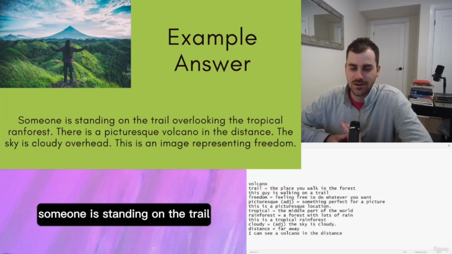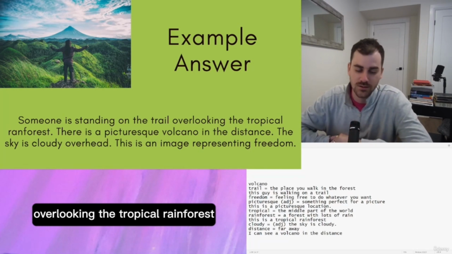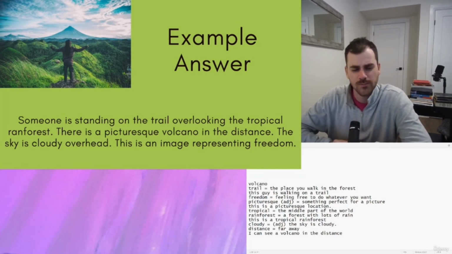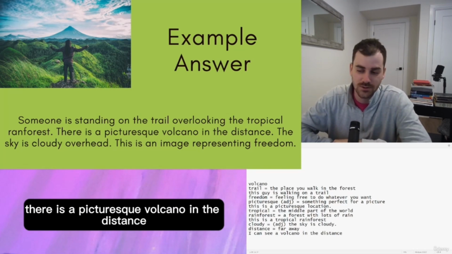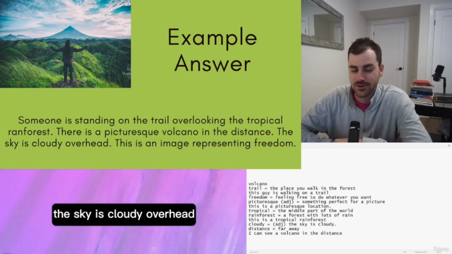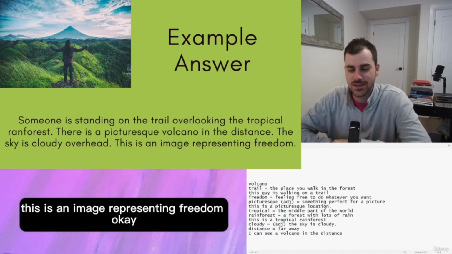Someone is standing on the trail overlooking the tropical rainforest. There is a picturesque volcano in the distance. The sky is cloudy overhead. This is an image representing freedom. Okay?